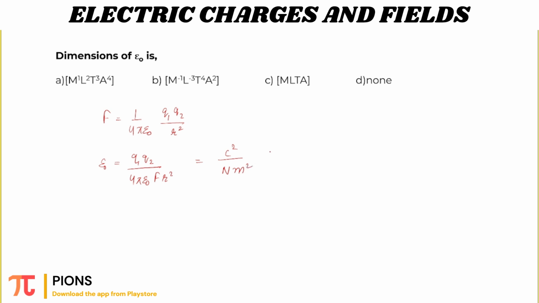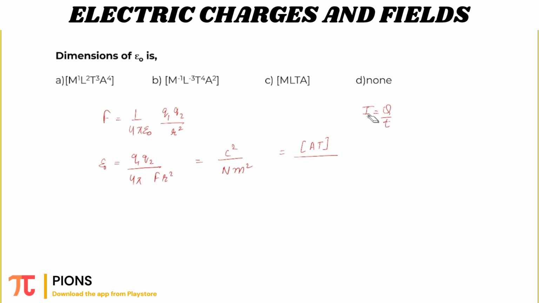Now let's write the dimensions. Oh sorry, yeah, my mistake. Okay, so now this will be Coulomb square per Newton meter square, and here the Coulomb has dimensions of AT, where A stands for ampere, T for time. From 10th standard, I is equal to Q by T.